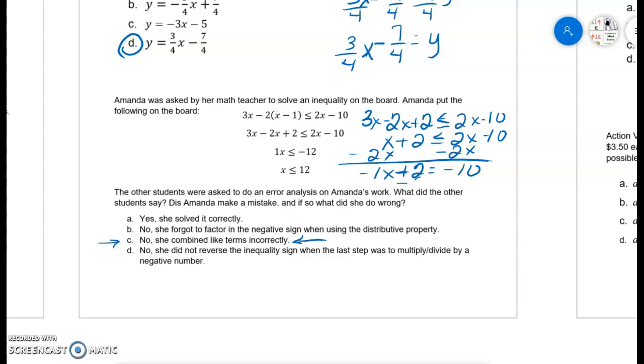And then we still needed to minus 2. So negative 1x is less than or equal to negative 12. X is greater than or equal to positive 12. So if you also put D, because she did not reverse it, I gave you credit for both of those.